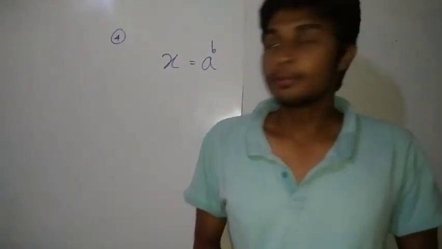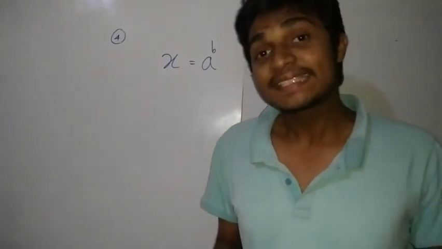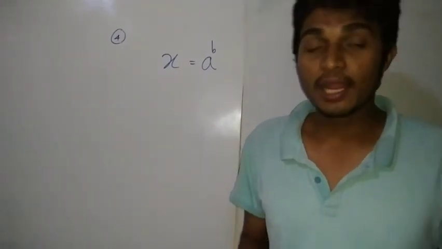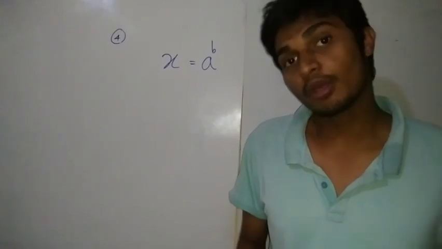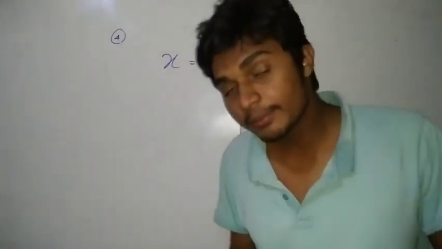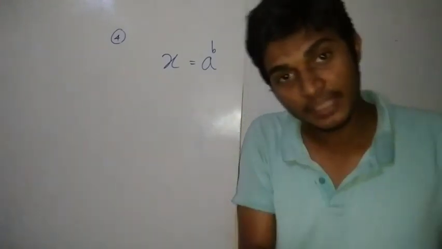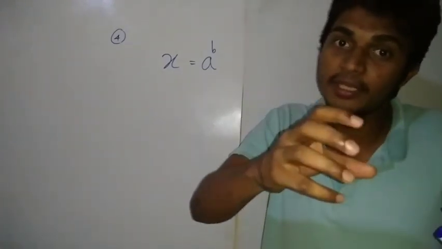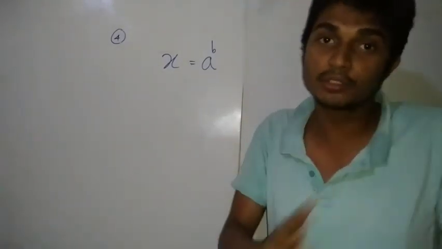Good. The fourth problem is the logarithmic problem. They are saying x equal to a to the power of b, and they are asking to write this in the form of a logarithm. You know the laws of logarithm. Whenever we write the logarithmic form, log to the base of something, the answer is written here and equals the index. That is how the format is.